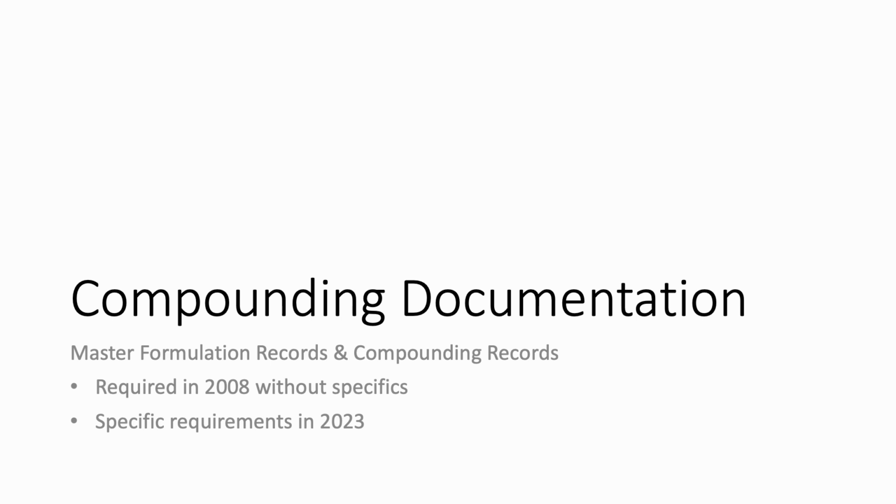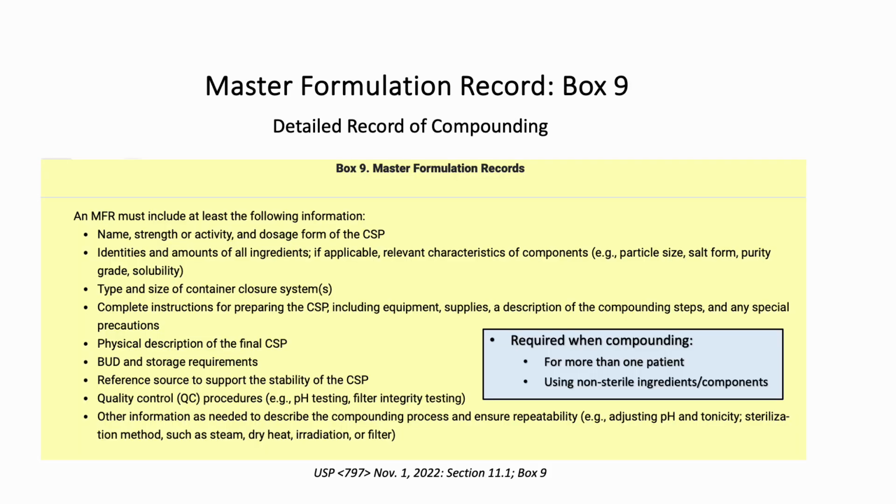In addition to documenting our environmental conditions, we're also going to document our compounding with master formulation records and compounding records. A master formulation record is a record of how to compound a certain item. The requirements for a master formulation record are on this slide, and we're not going to discuss it in this presentation, but just know that a master formulation record exists for compounding an item and is required for compounding for more than one patient. That would be for batches, and also if a non-sterile ingredient or component is being used.